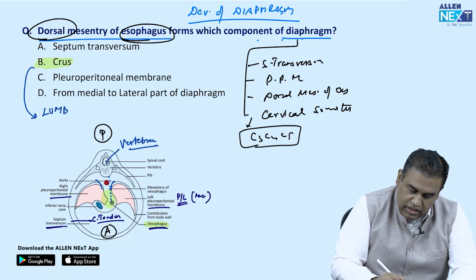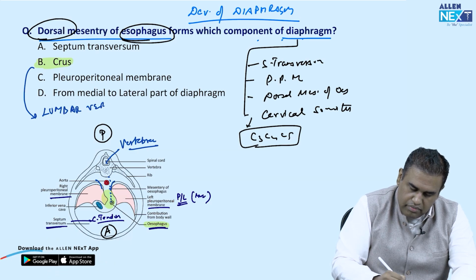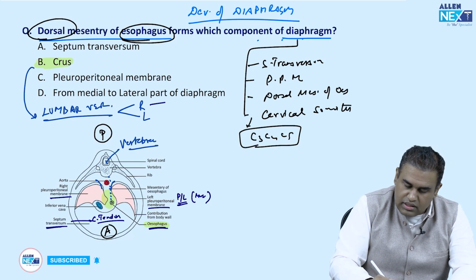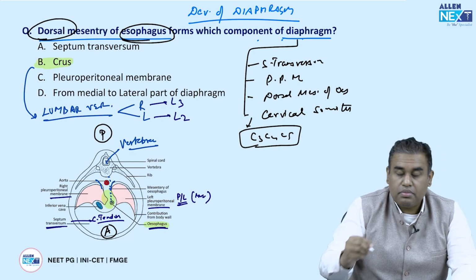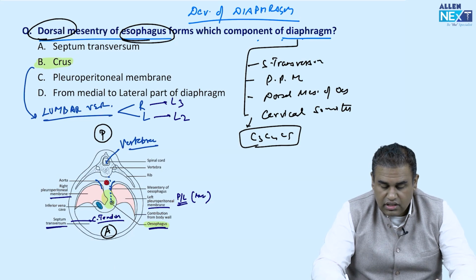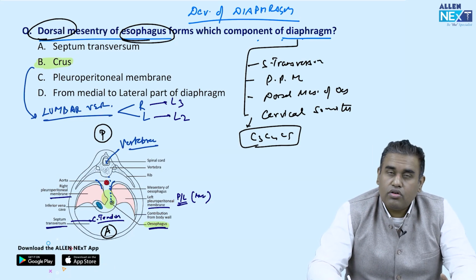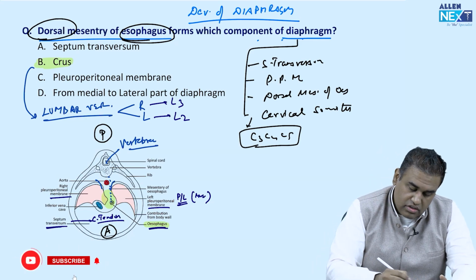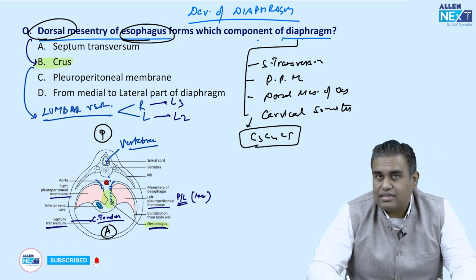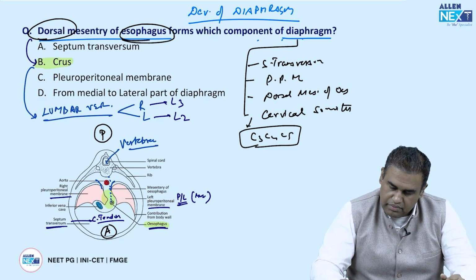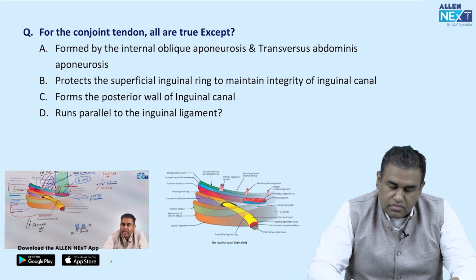There is the right and the left crus. The right crus goes up to L3, the left crus goes up to L2. These were the questions that used to come in the past. So the crus is located posteriorly, therefore the dorsal mesentery of esophagus gives rise to the crus. Remember that part. This topic, development of the diaphragm, is again important. Let's see the next one.